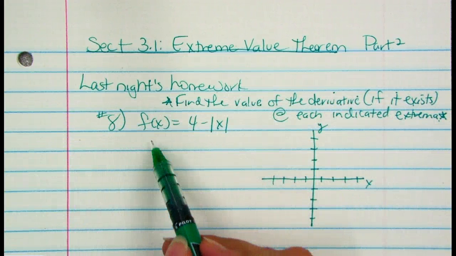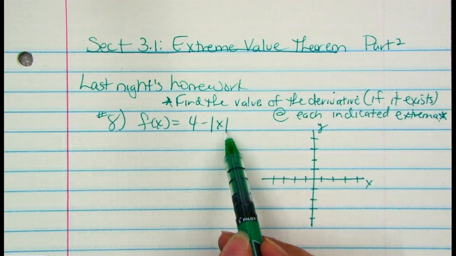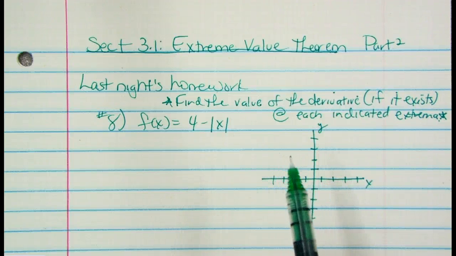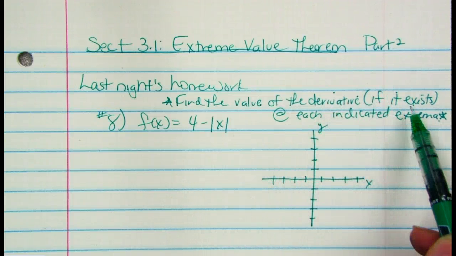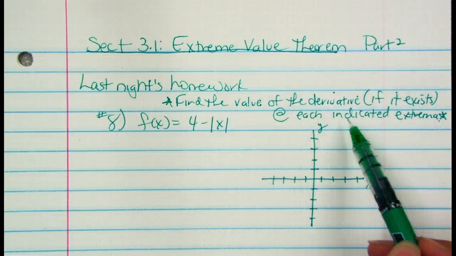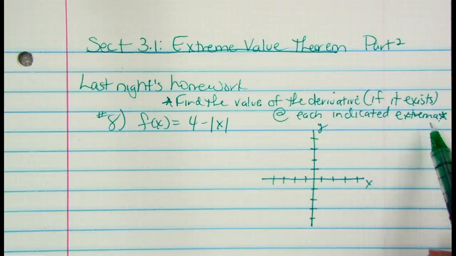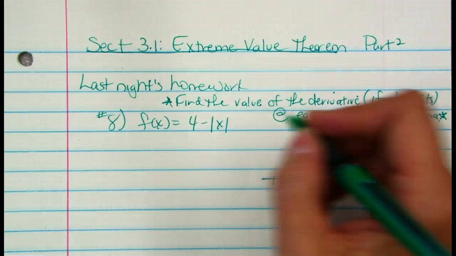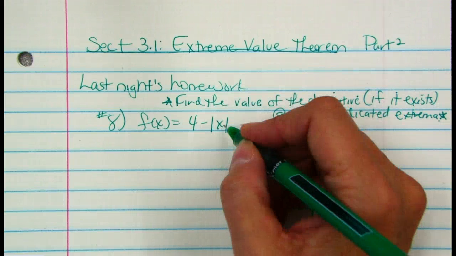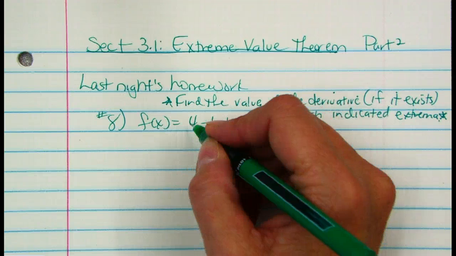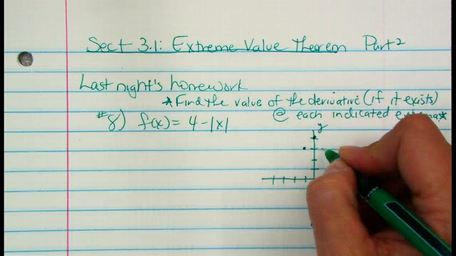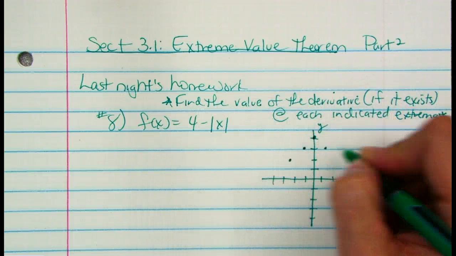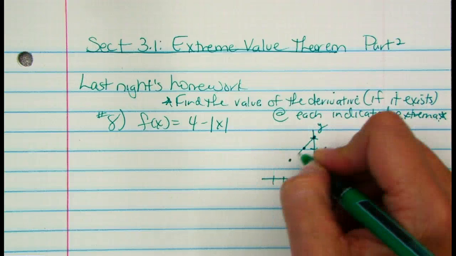Number 8, it's the function f of x equals 4 minus the absolute value of x. It said find the value of the derivative, if it exists, at each indicated extrema. Those were the directions. And so, again, just as a reminder, the parent function is absolute value of x. It's been reflected over the x-axis and has been vertically shifted up 4 units. So the picture that you had in your textbook is something to this extent.